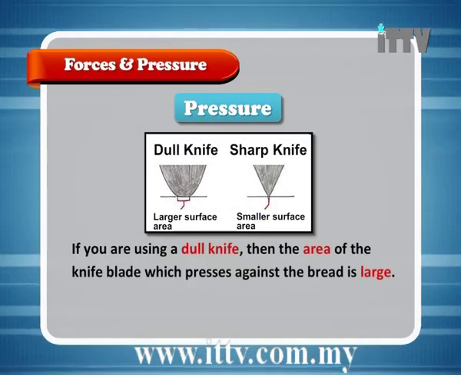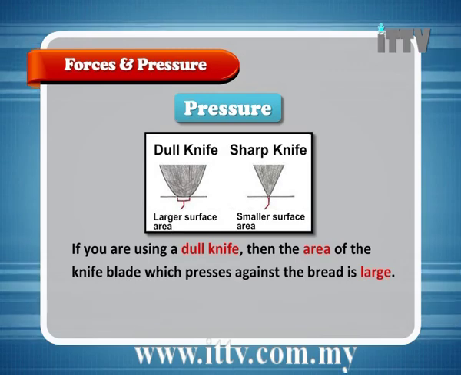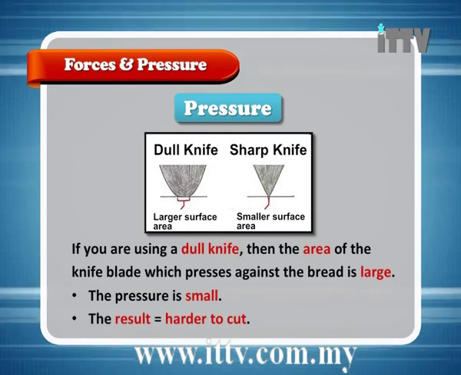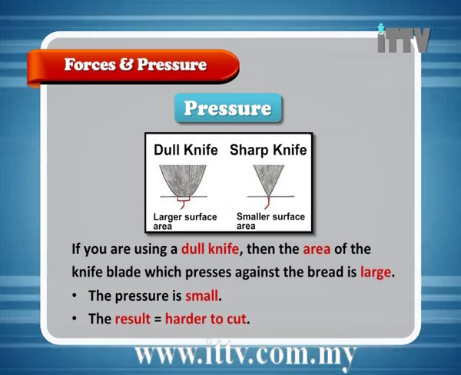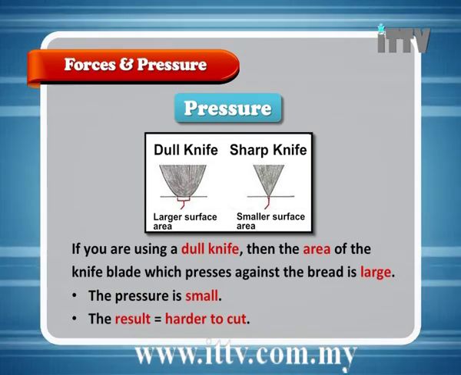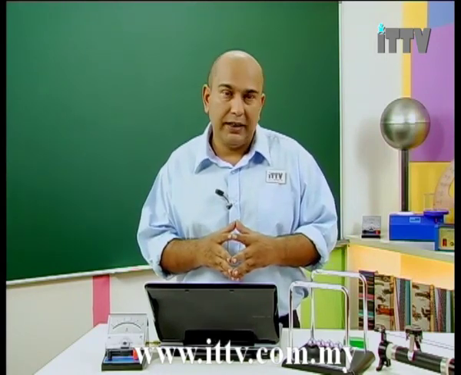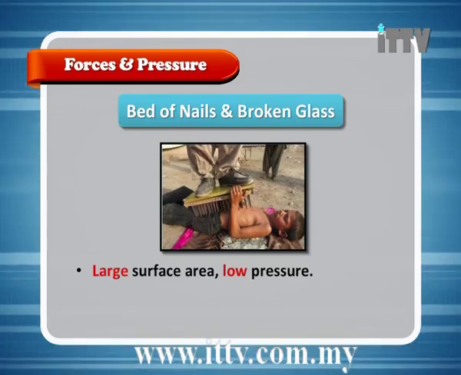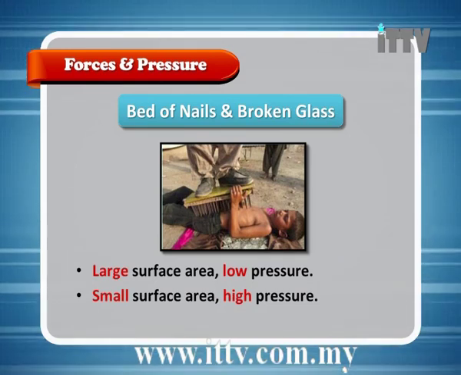If you are using a dull knife, then the area of the knife blade which presses against the bread is large. The pressure is small. The result, harder to cut. So what we are saying here is that if you use a large surface area, you create a low pressure. This is really important. We can apply this in many different ways. The larger the area, the lower the pressure produced. Large surface area, low pressure. Small surface area, high pressure. And there are many examples of this.